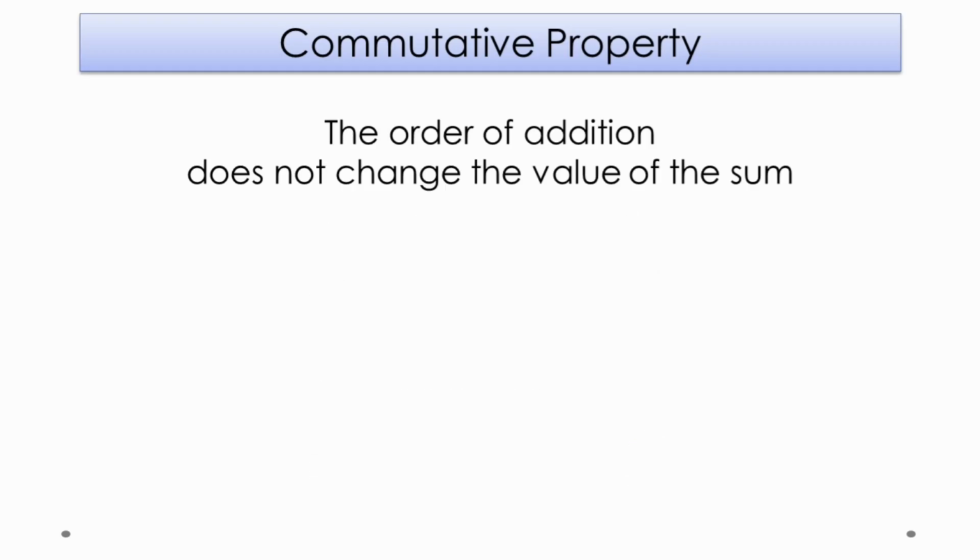The next property is commutative property. Commutative property of the whole numbers tells us that the order of addition does not change the value of the sum. If a and b are two whole numbers, then a plus b is equal to b plus a.